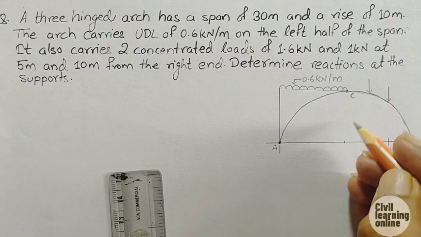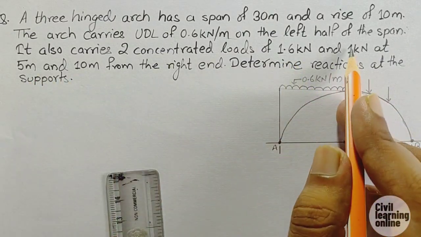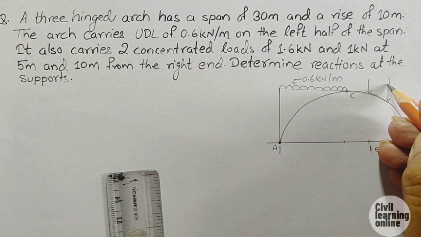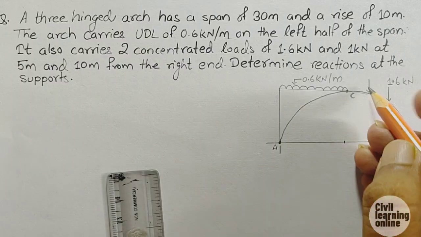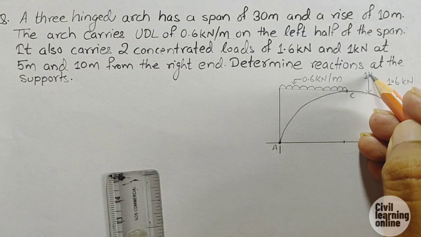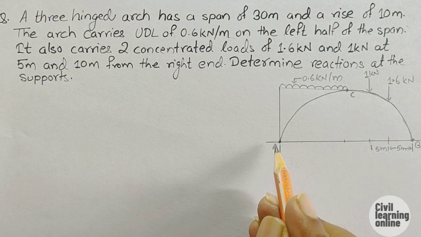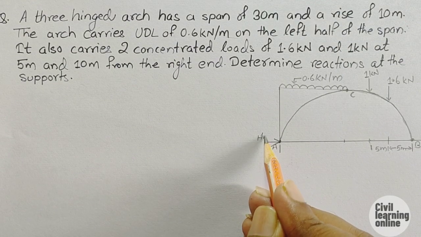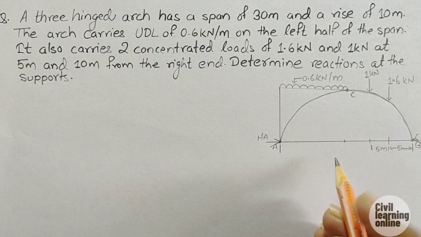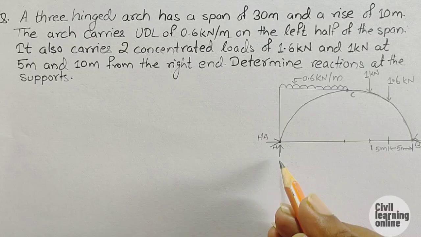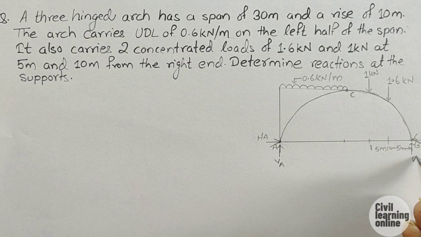So let's put the point loads now. This 1.6 kN is at 5 meter from B. Similarly 1 kN is at 10 meter from B. And let the horizontal reaction at A be HA and the horizontal reaction at B be HB. Similarly, let the vertical reaction at A be VA and the vertical reaction at B be VB.